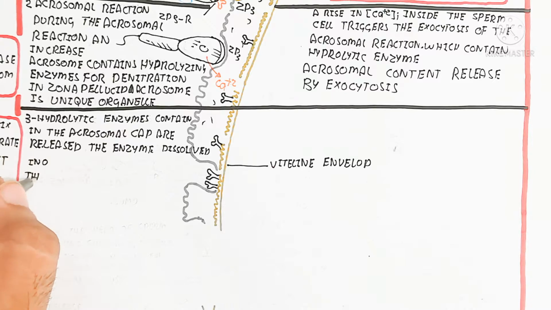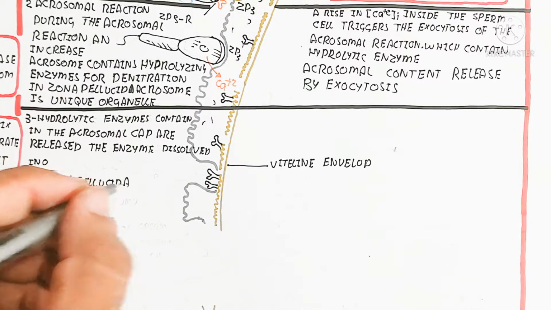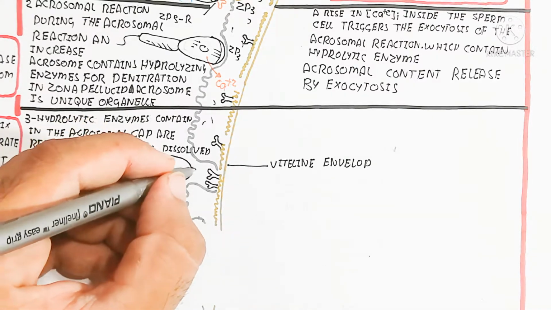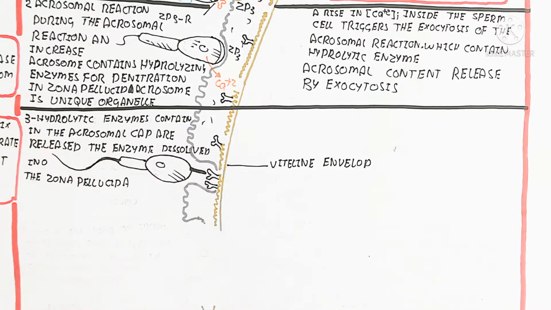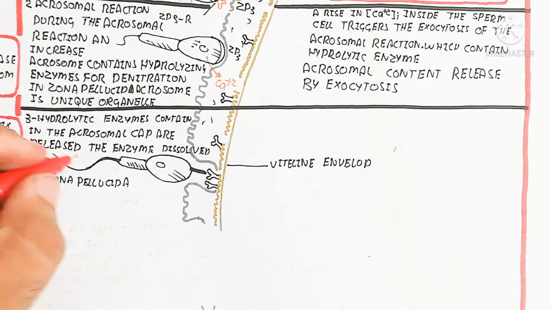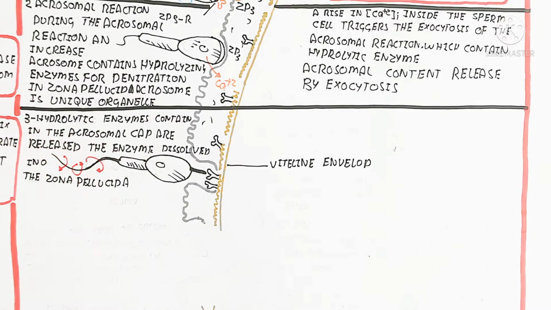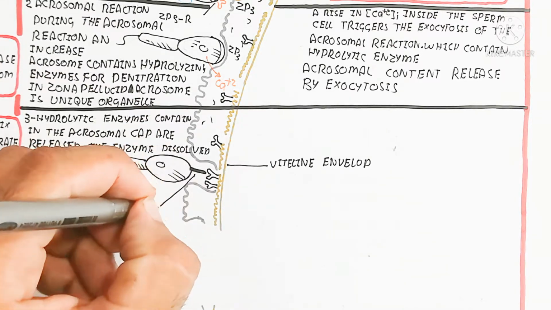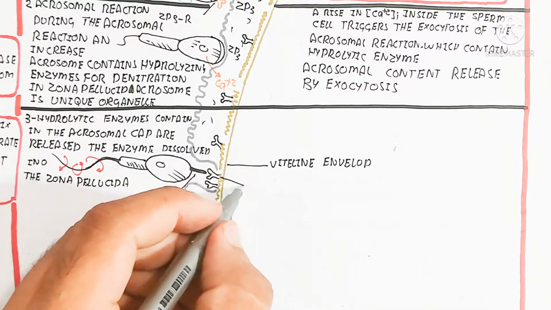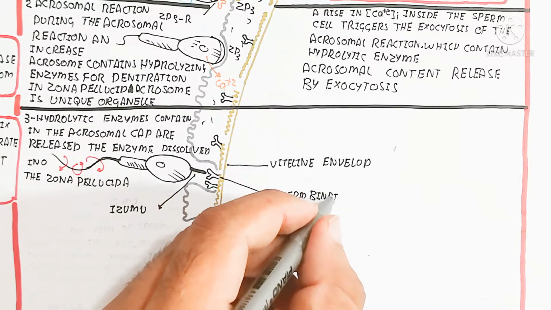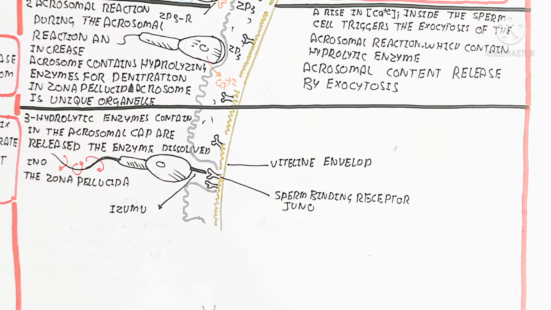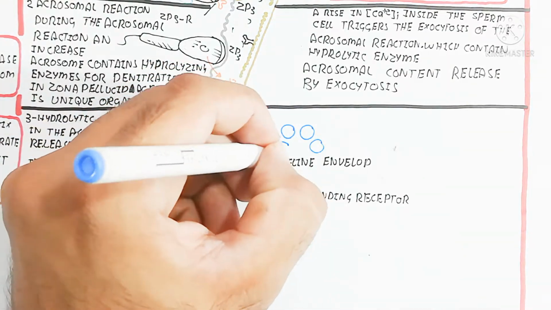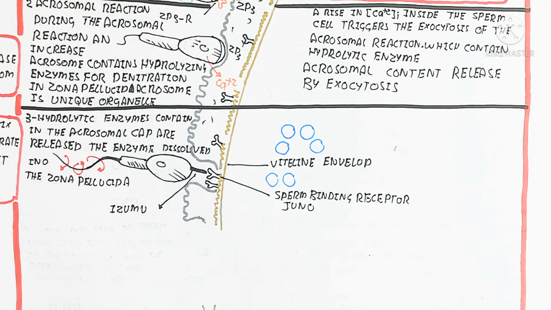So step number 3: the hydrolytic enzyme contained in the acrosomal cap is released. The enzyme dissolves the zona pellucida. After the enzyme dissolves it, the zona pellucida is hydrolyzed. And after the hydrolyzing, Izumo binds with Juno, and the Izumo-Juno binding looks like this. The sperm-binding receptor is Juno, and the protein present in the sperm head from the acrosome is Izumo.